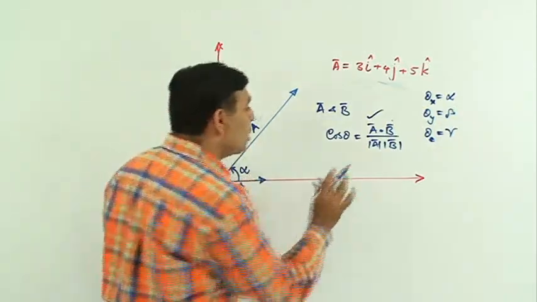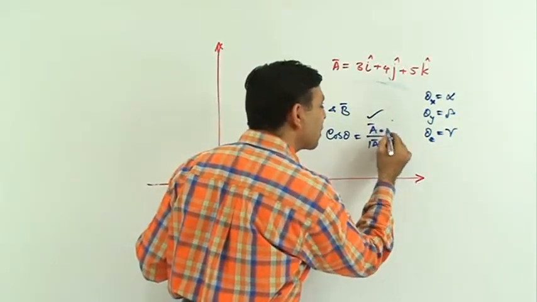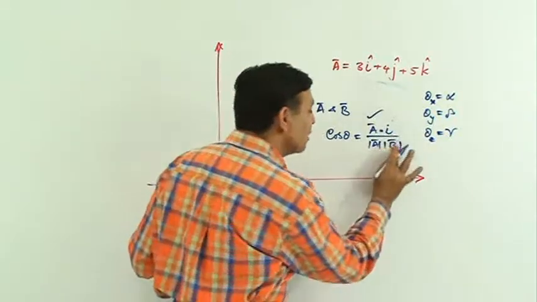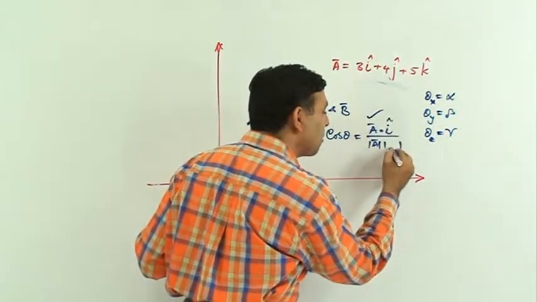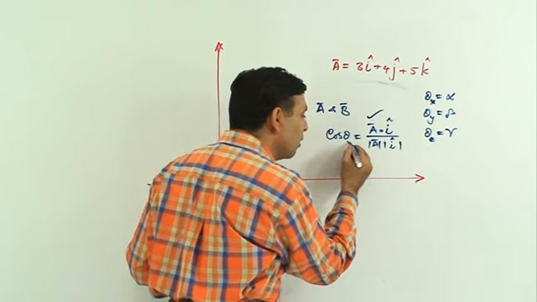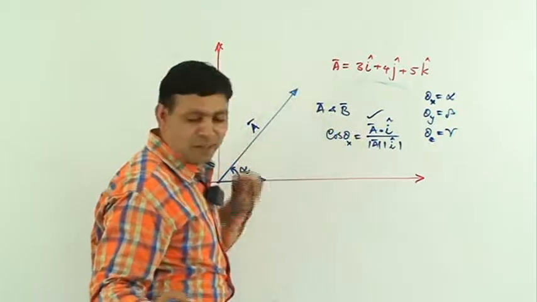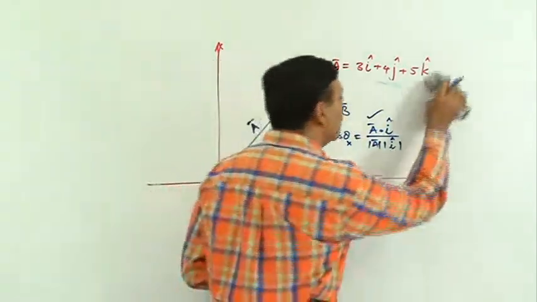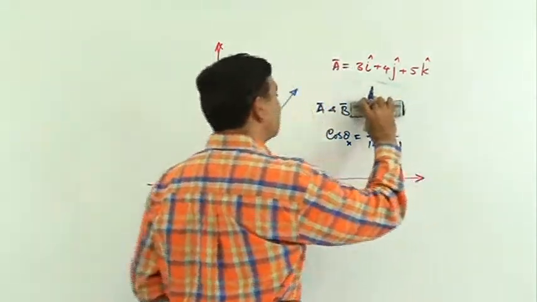So instead of B, you are going to take here what? Obviously I. Okay. So now A dot B by mod A mod B. So this is going to be the angle vector A makes with the x-axis, cos theta x. Is it clear? So now you all know very well what this is.